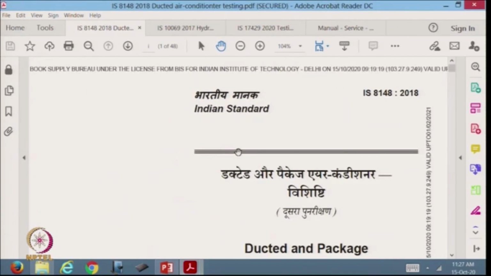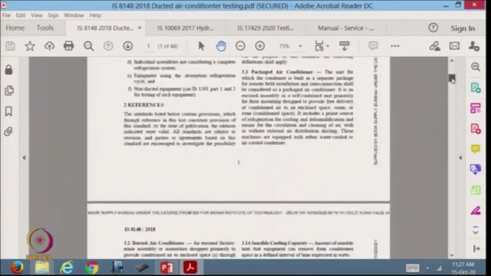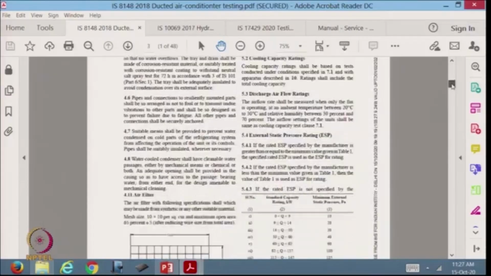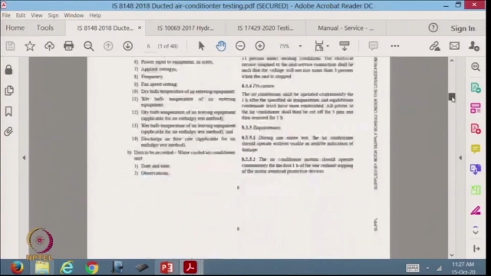The second example is an Indian standard, IS 8148 2018, ducted and packaged air conditioners specification. All Indian standards are now freely available, and I encourage everyone to read these. So, let us see what this is. It is a fairly extensive document, and it tells you how to test an air conditioner.